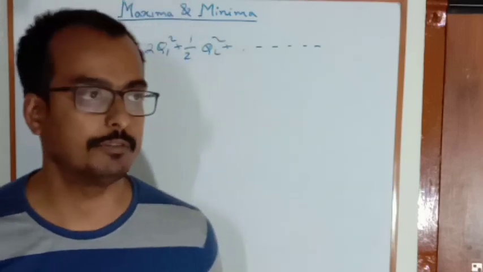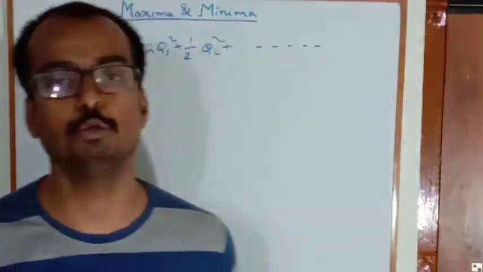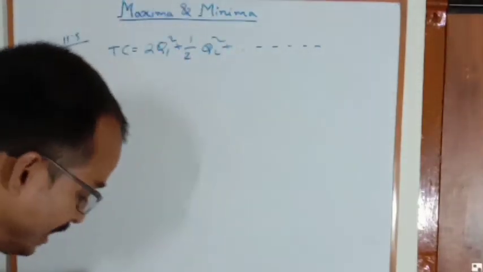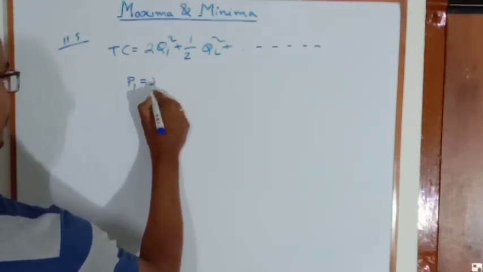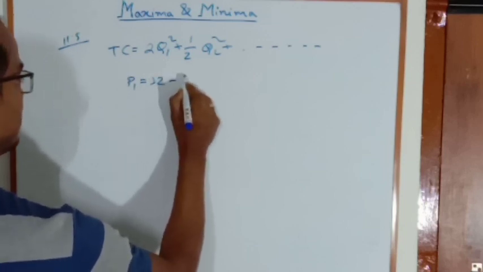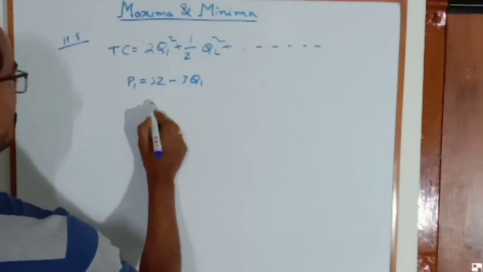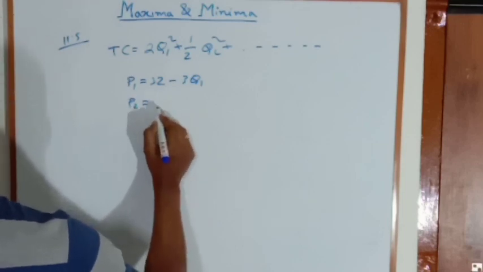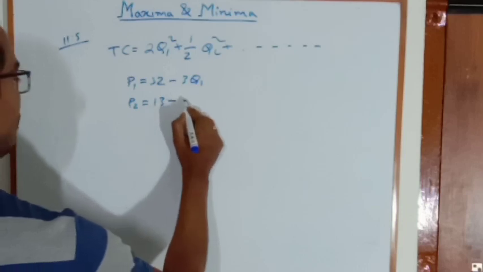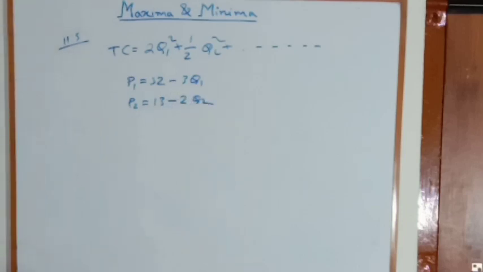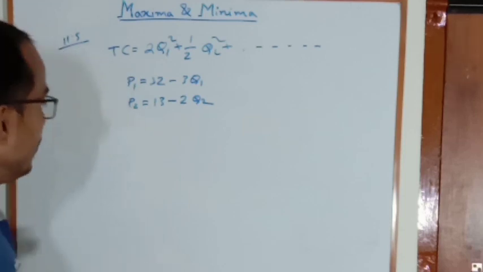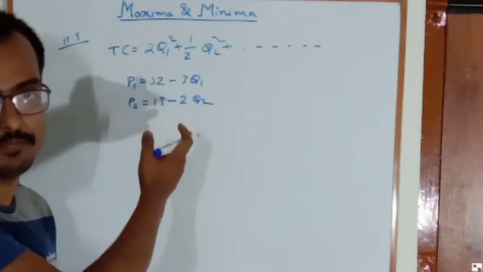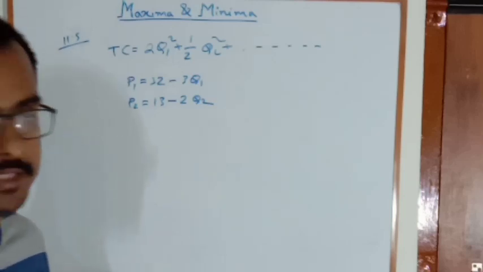If the demand pattern is different for two products, definitely there should be two different demand functions. In this example, it is given P1 equal to 32 minus 3 Q1 and P2 equal to 13 minus 2 Q2. So there are two demand functions and definitely these are AR functions. P means AR, price means AR, I said.